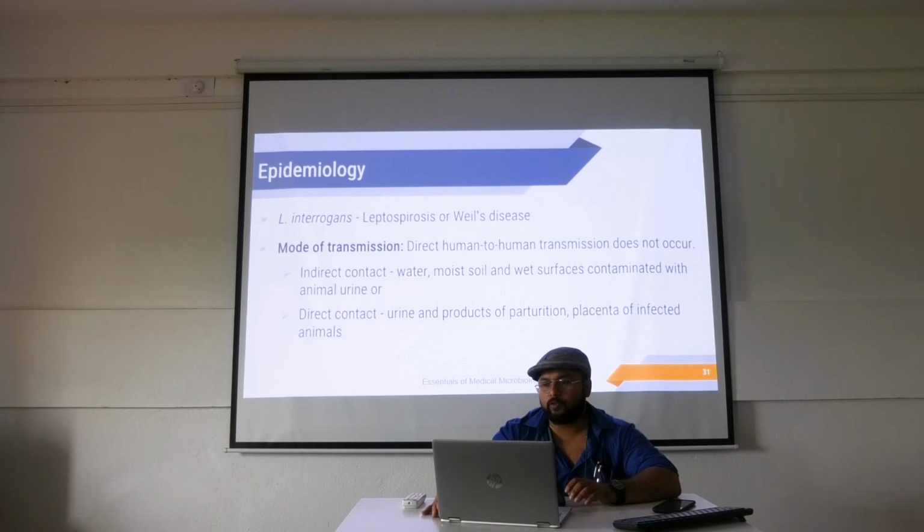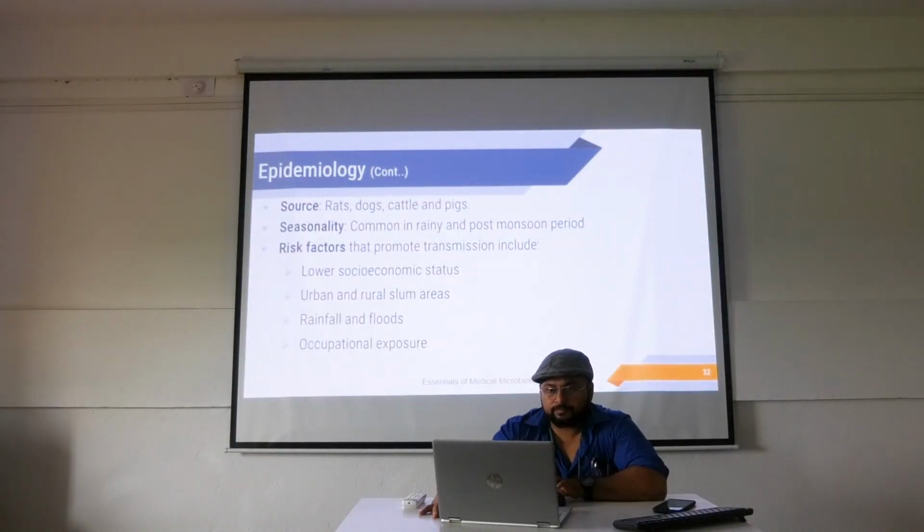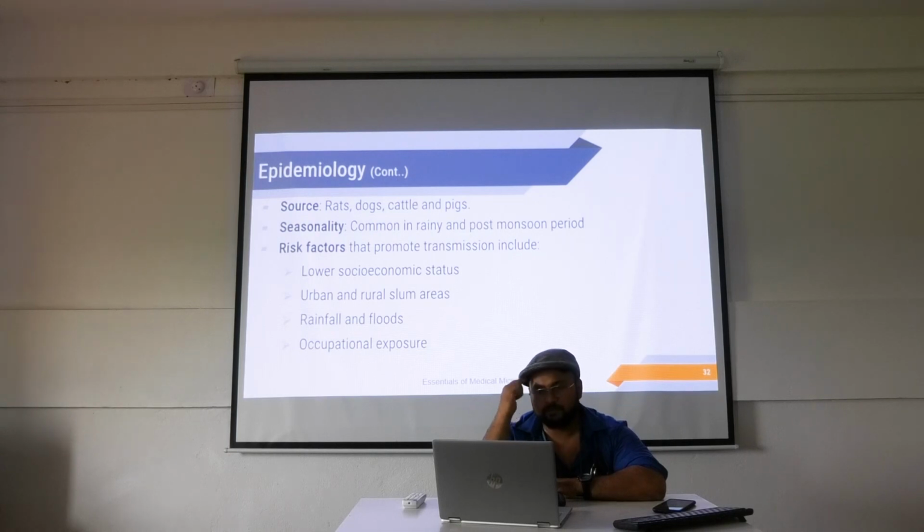Mode of transmission: direct human to human transmission does not occur. Indirect contact with water, moist soil and wet surfaces contaminated with animal urine. Most common is rodent urine, and products of conception and placenta of infected animals. Sources are rats, dogs, cattle and pigs. Seasonality: common in rainy season and post-monsoon period.